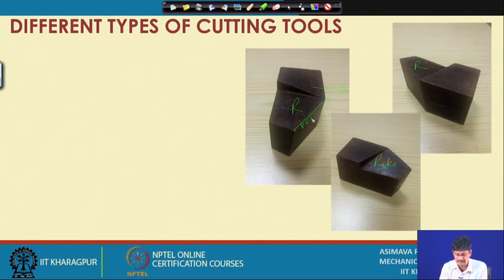Principal cutting edge. This is the auxiliary cutting edge. This is the principal flank. This is, for example, the principal flank. I am sorry, let me rub it out.